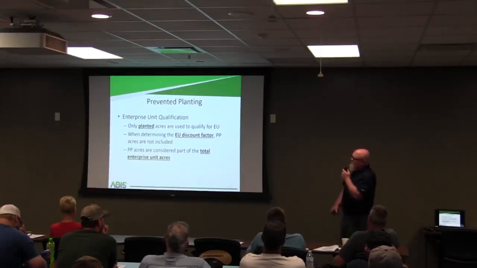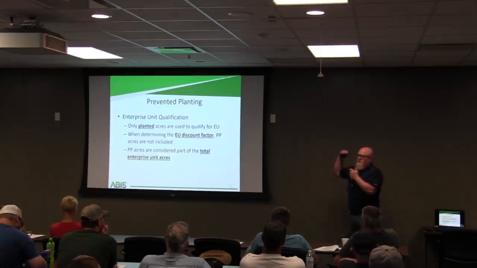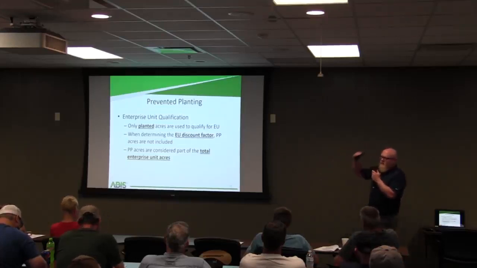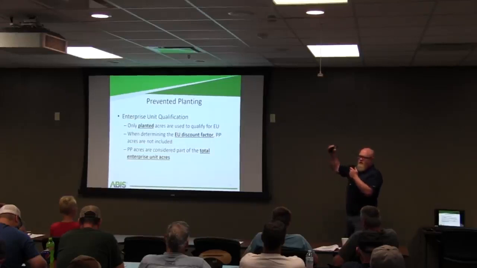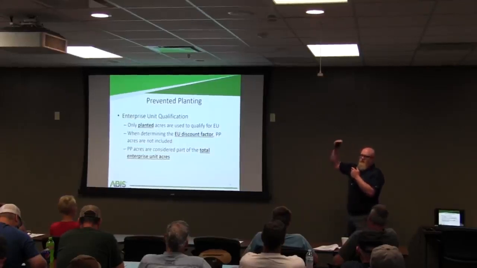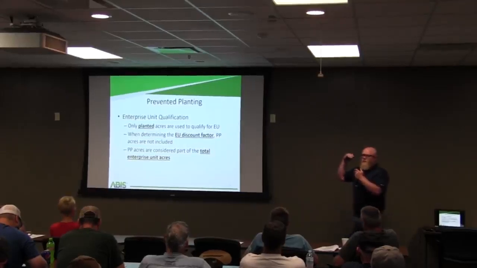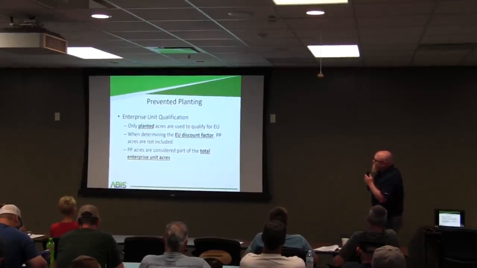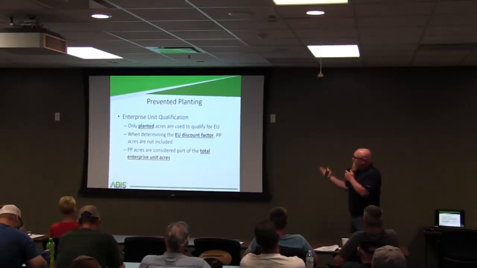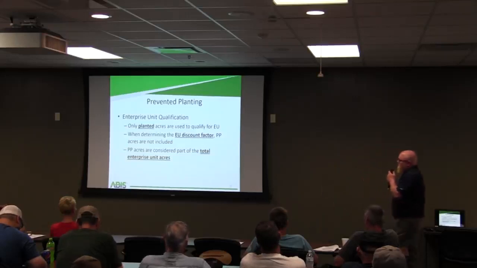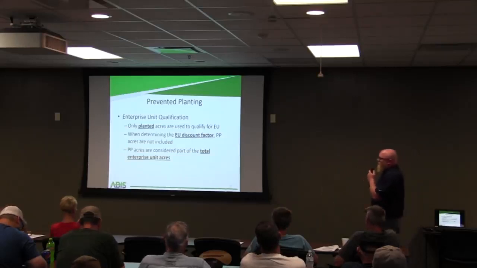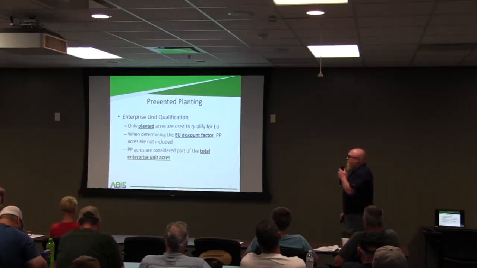When determining your enterprise unit discount, the discounts range by the number of acres planted. So you get X percent enterprise discount if you've got 200 acres in the ground. Then it goes up if you get 500. Then it goes up if you get 900, I think. So only the planted acres are going to be considered there. But prevented plant acres are considered part of the total enterprise unit.